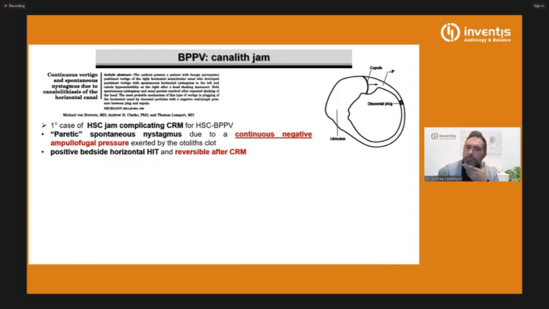This is the first case described of horizontal canal jam complicating a canal repositioning maneuver for horizontal canal BPPV. And in this case, it was described a canal jam that led to a persistent negative pressure on the cupola, leading to a persistent deflection of the cupola away from the ampulla.